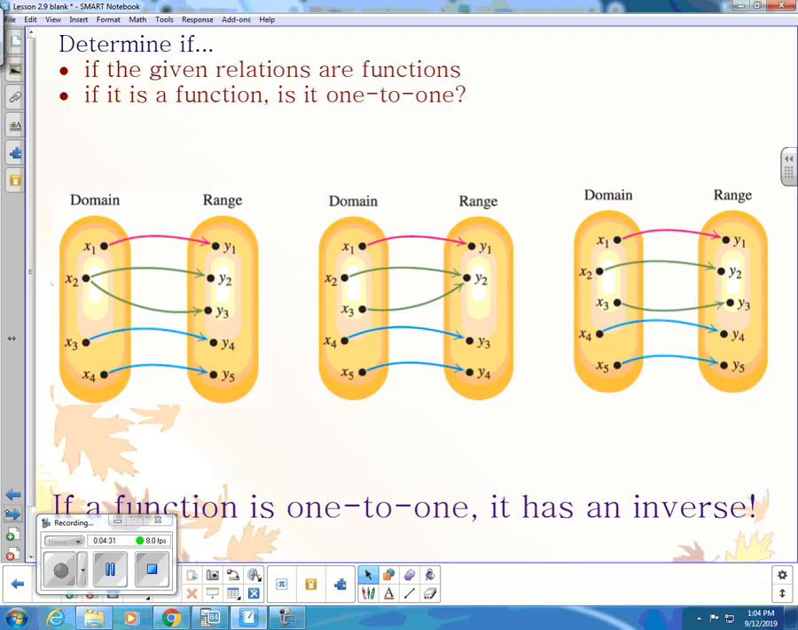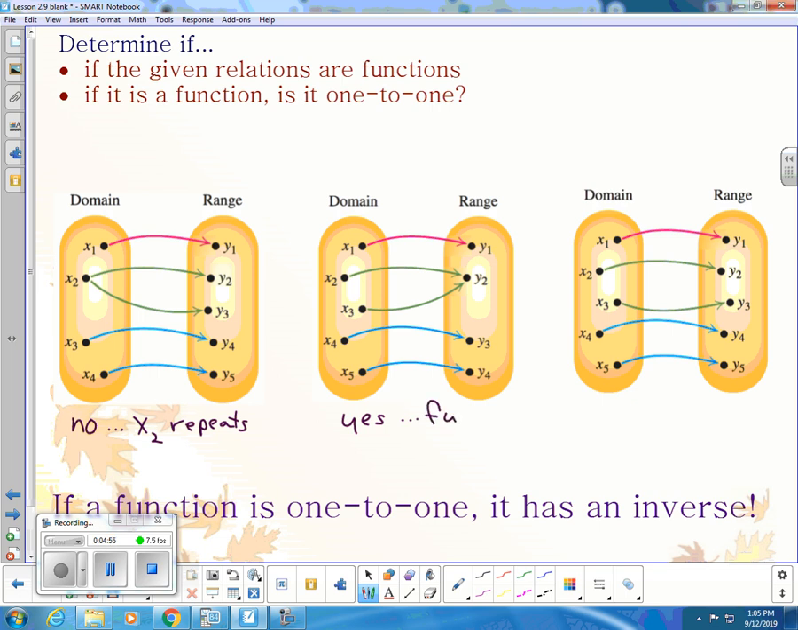Okay. So, determine if they are functions first. So what about the first one? Is it a function? Why not? No, yeah, x sub 2 repeats, right? So it can't be one-to-one because it's not a function in the first place. Middle guy, is he a function? Yes. Is it one-to-one? No. Why? That little y2 repeats, right?